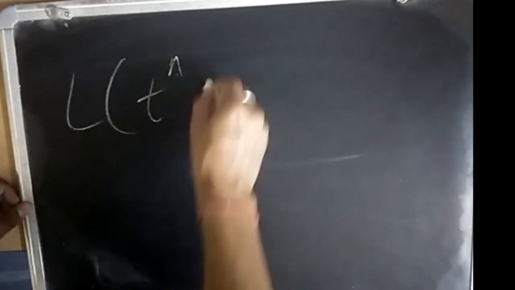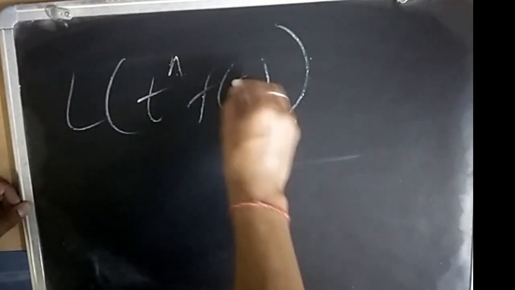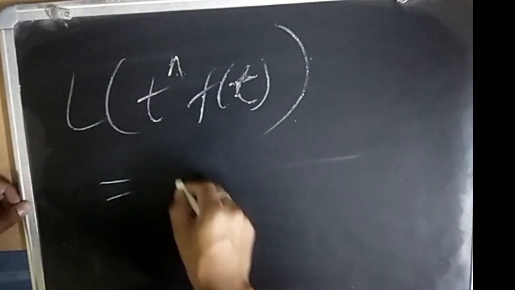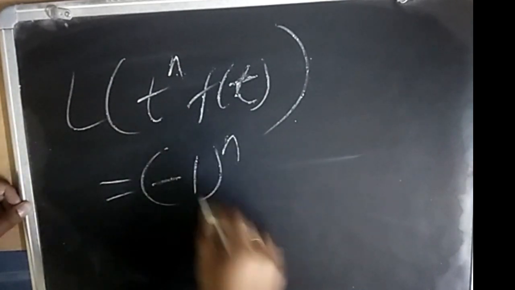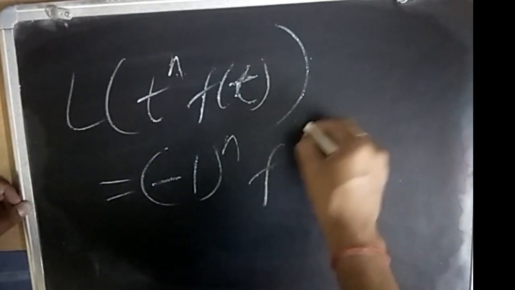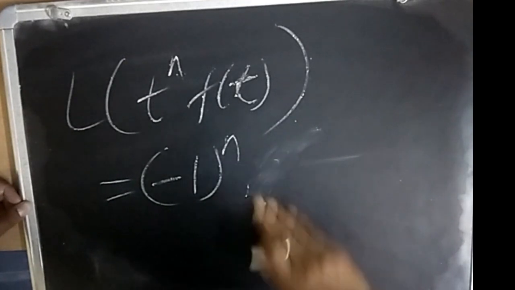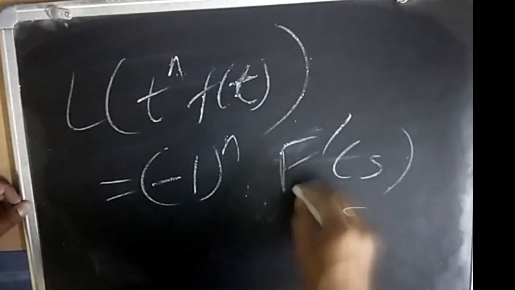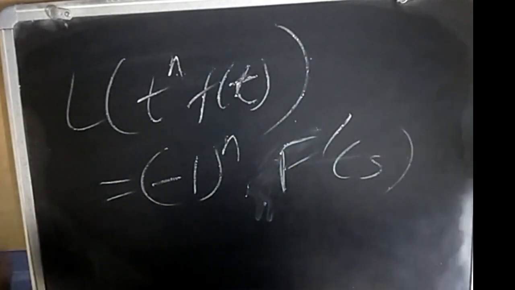Now the next thing is one also important Laplace rule: if Laplace of t raised to power n into f of t, remember this, it is minus 1 raised to power n into the nth derivative of F of s, so you differentiate F of s. This is one of the most important Laplace rules.